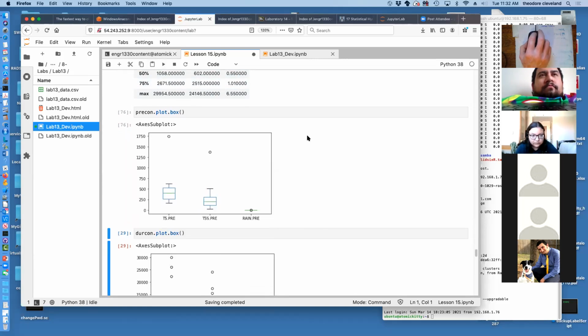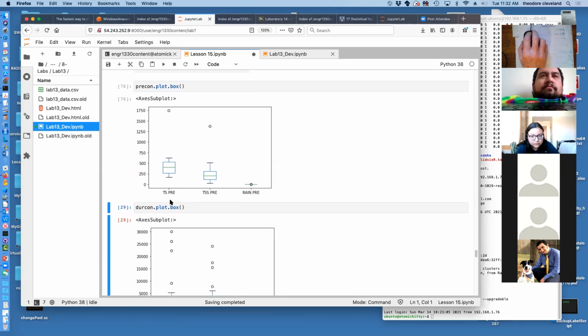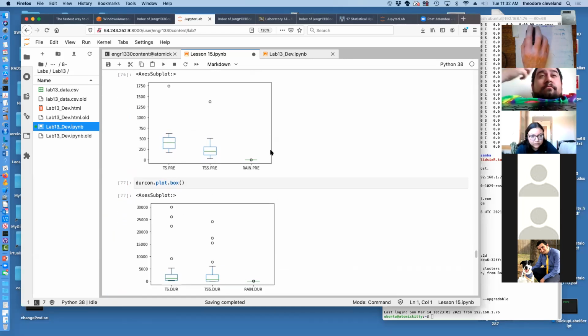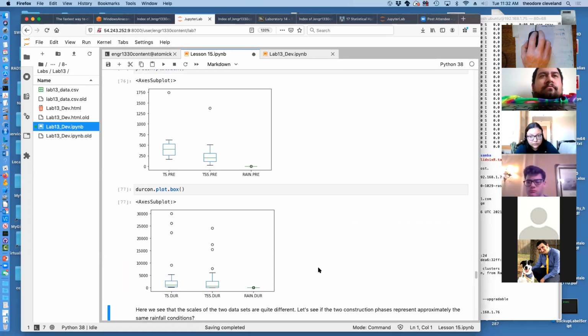Oh, good, it did it right. So here's our pre-construction box plot. And what did Farang tell you how to interpret these? If we look at pre-construction versus during construction, try to get them on the same screen. What do we see in the box plots immediately? Hopefully it's immediately obvious to y'all.